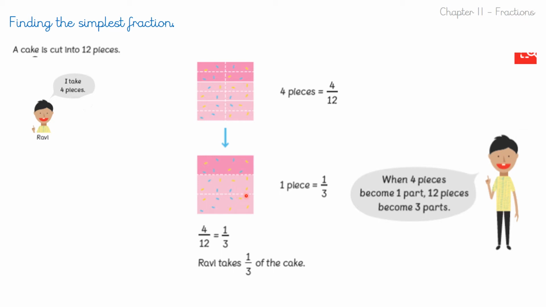Remember that 1/3 is now equivalent to 4 12ths. So even though the numbers are different, he is eating the same amount of cake. And we are looking for the simplest fraction. So when 4 pieces become 1 part, the 12 pieces become 3 parts.